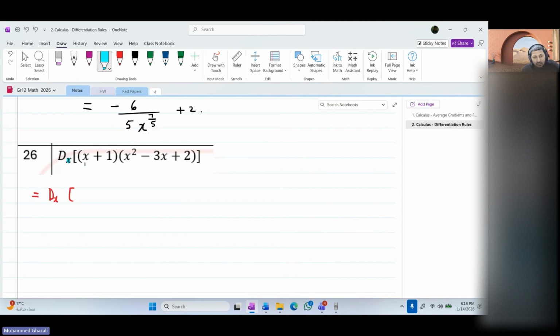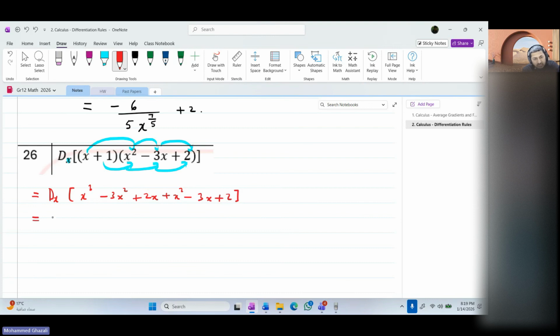So this is going to open up into a cubic polynomial because x times x squared is x cubed. X times minus 3 is minus 3x squared. X times 2 is plus 2x, right? So we open it up like this, 1, 2, 3, and that one, that one, that one. So you can end up with 6 terms. So we got plus x squared minus 3x plus 2, right? So those are the terms that I have.